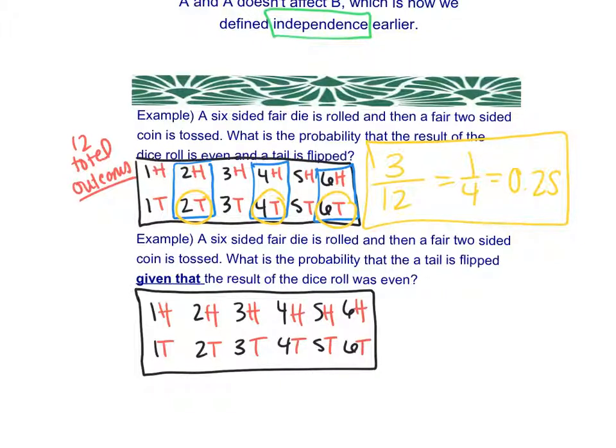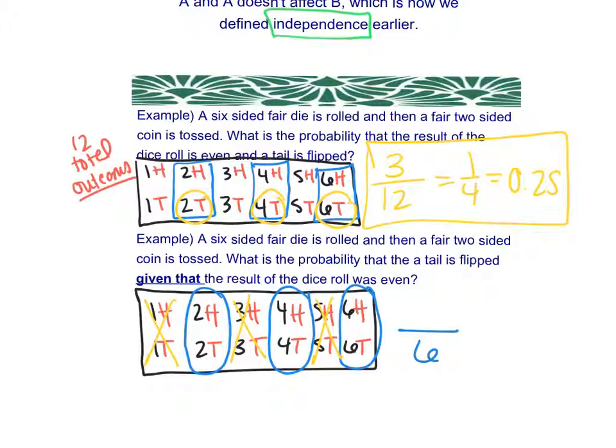Okay. So it says a tail was flipped given that the result of the dice roll is even. So first, I'm not looking at all the results. I'm looking at an even dice roll only. So I am no longer even considering these as options, meaning that I'm only looking at these 6 outcomes now.